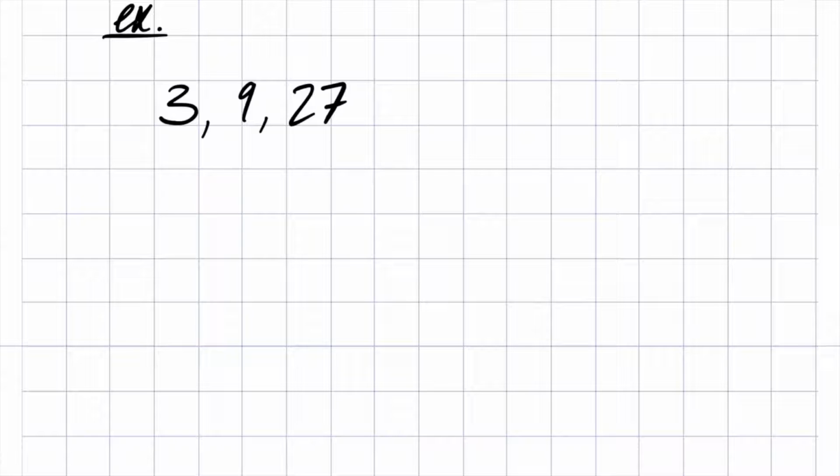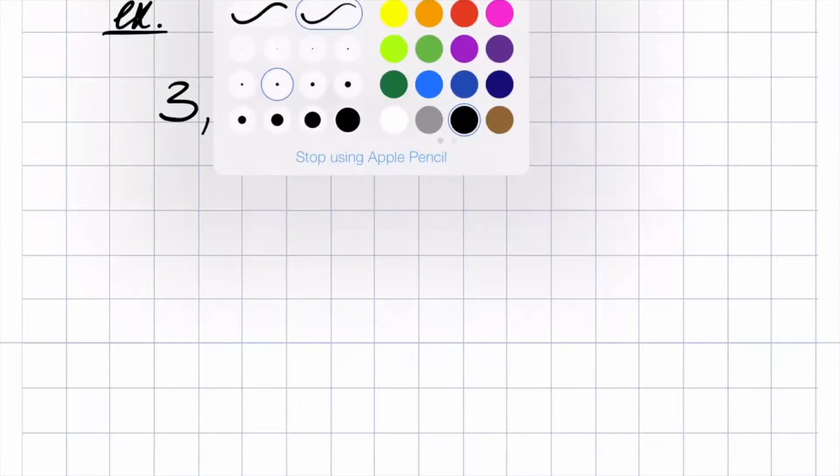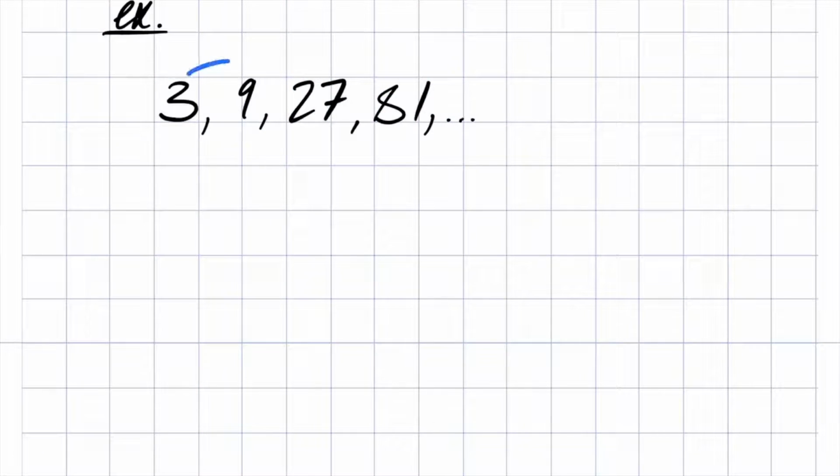Let's say we have a sequence 3, 9, 27, 81. Okay, we'll leave it there. So just by looking at it, you can say, well, from here to here is times 3. From here to here is times 3. 3 times 3 is 9. 3 times 9 is 27. From here to here is times 3.